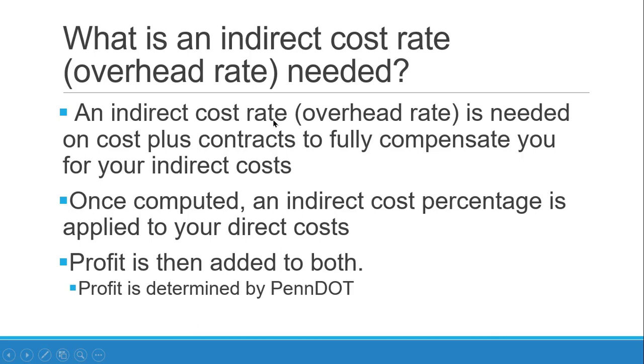What is an indirect cost rate? Again, otherwise known as the overhead rate. An indirect cost rate is needed on a cost-plus contract to fully compensate you for your indirect costs. Once computed, an indirect cost percentage is applied to your direct costs. Profit is then added to both. I should add at this point that profit is determined by PennDOT and will not be something that you will need to complete.